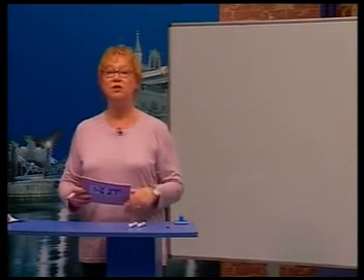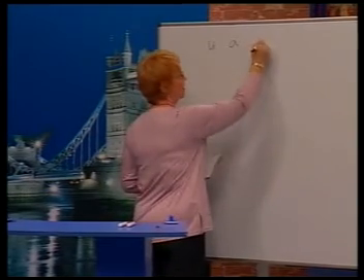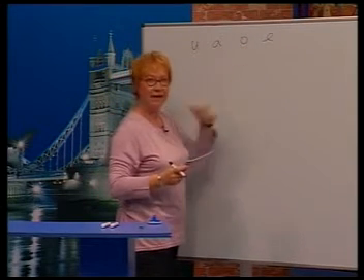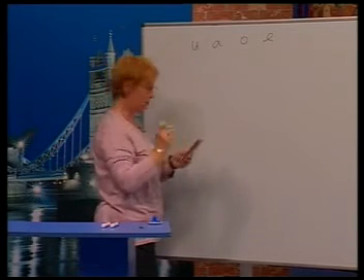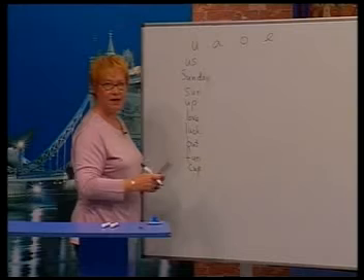Pronunciation. Now, we're going to do some more pronunciation. We're going to do vowel sounds. Okay, these are vowel sounds. Now, first we'll start with words with the short u sound. Here we go. Us, Sunday, sun, up, love, luck, but, fun, cup. Okay, these all have the same sound.